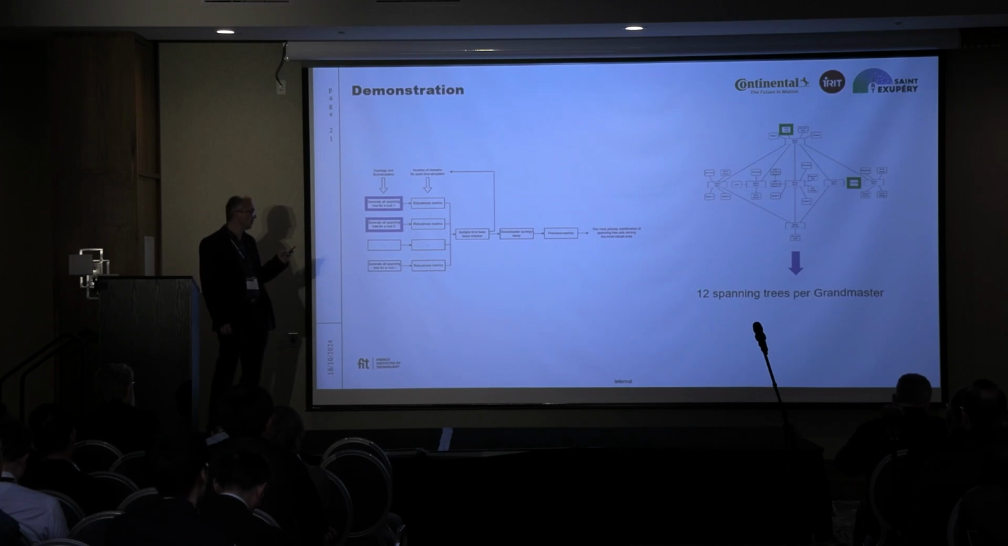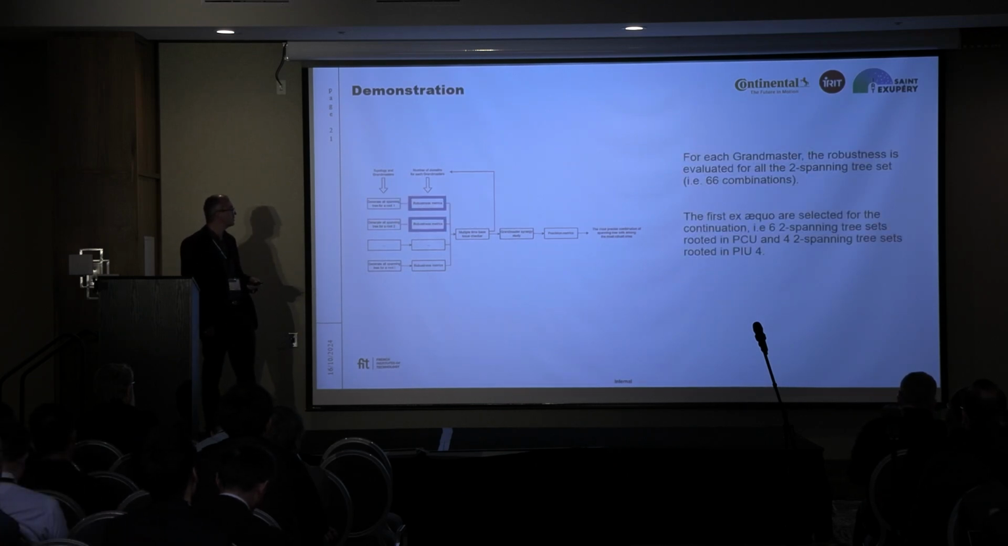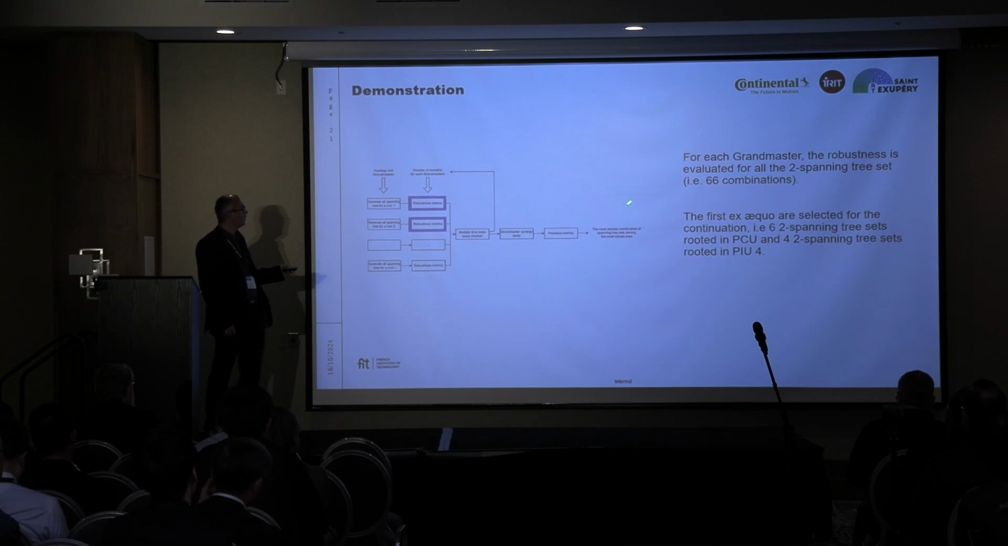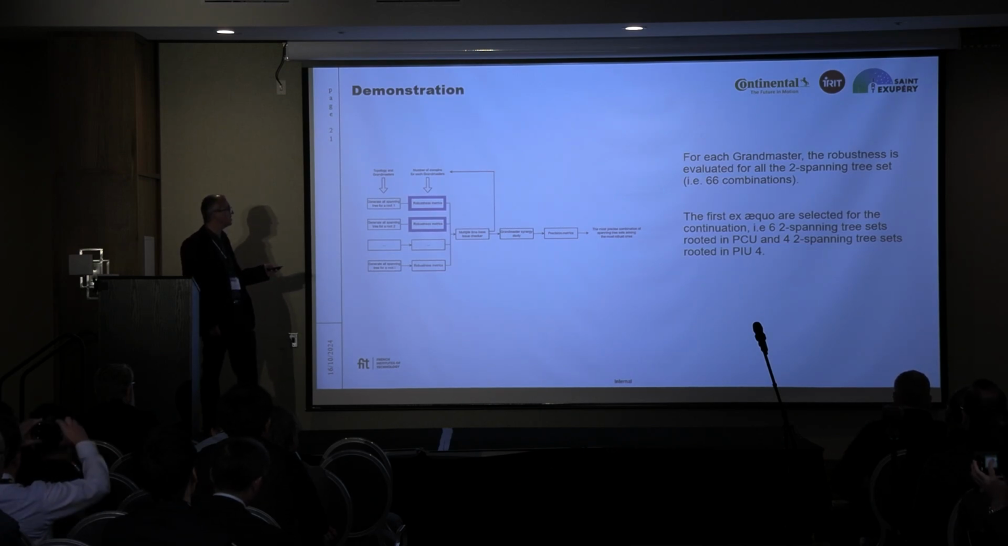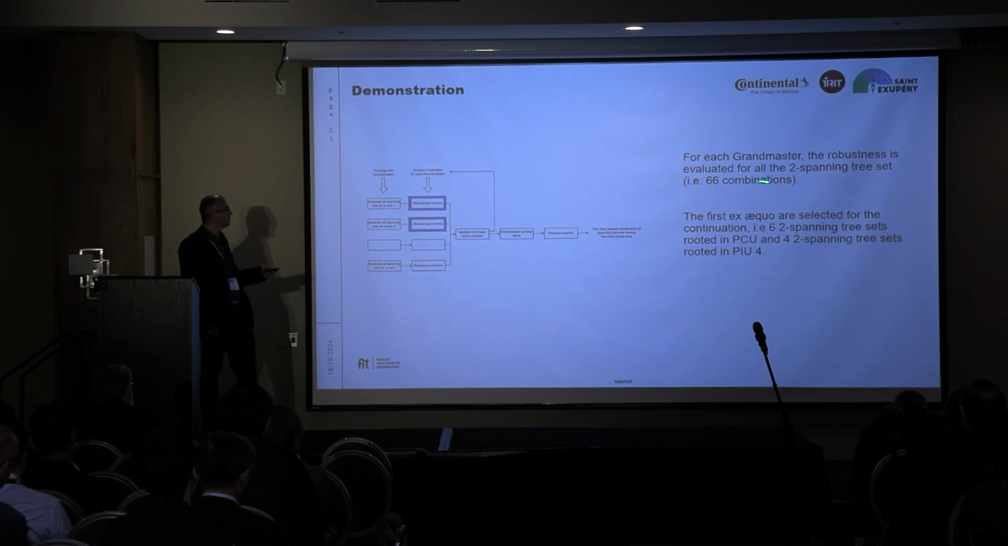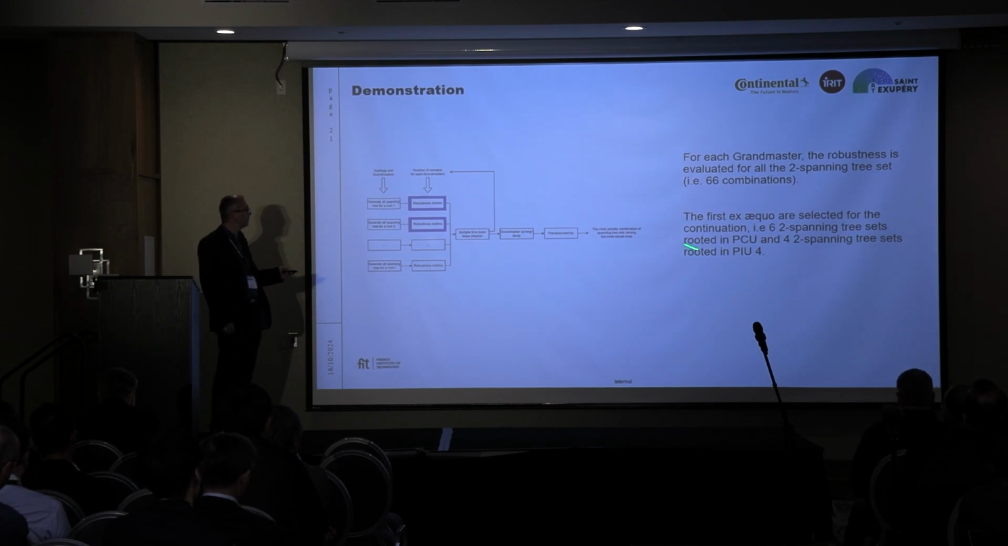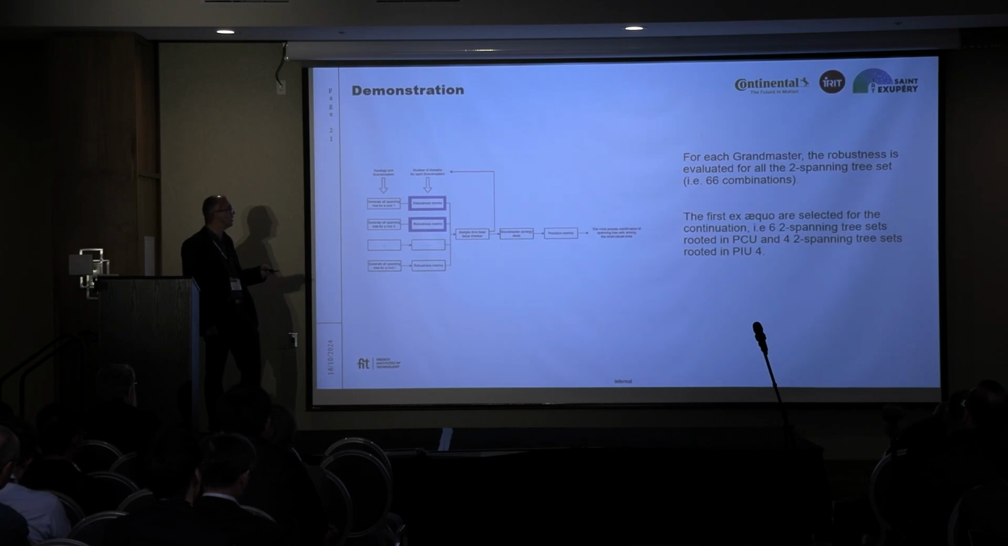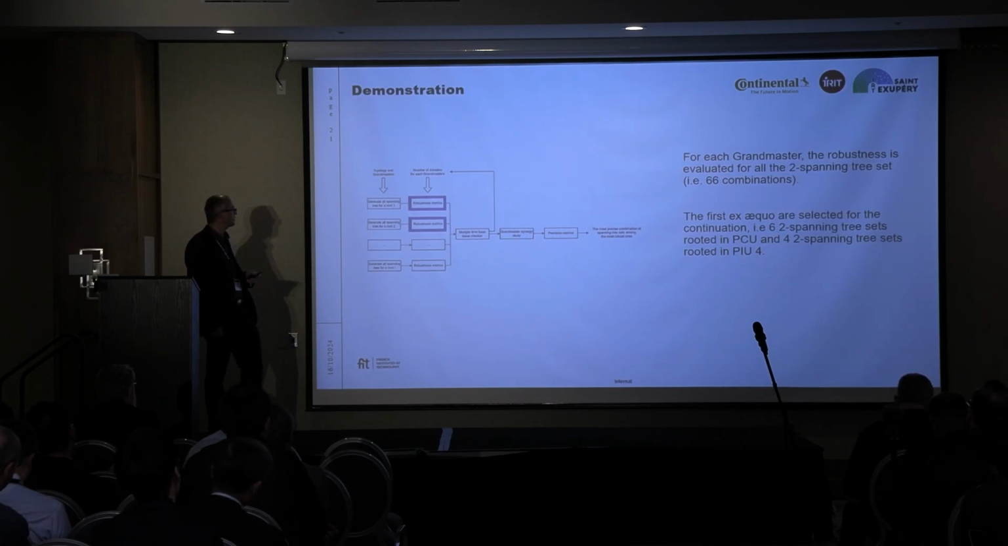So per grandmaster we come up with 12 spanning trees, which we have to evaluate. For each grandmaster, we then look at the robustness values for those two spanning tree sets. In total, this practically yields 66 combinations. Out of that, we take the first example, meaning the first equal ones with the lowest same score, for continuation in our algorithm. This, in our example, led to 6 two-spanning tree sets for the primary grandmaster and 4 two-spanning tree sets for the backup grandmaster.